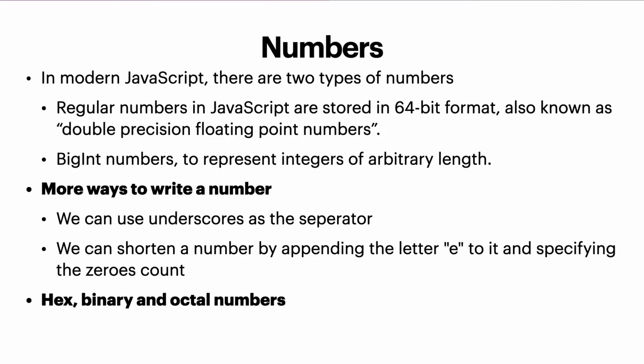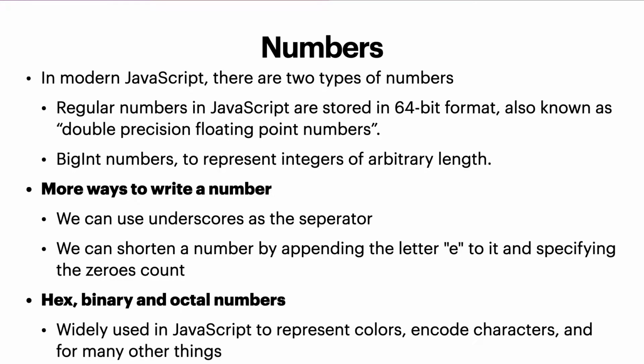Now let's talk about hex, binary and octal numbers. Hexadecimal numbers are widely used in JavaScript to represent colors, encode characters, and for many other things. So naturally, there exists a shorter way to write them. The binary and octal number systems are rarely used, but there are only 3 numeral systems with such support. For other numeral systems, we should use the function parseInt, which we'll talk about in this lecture.